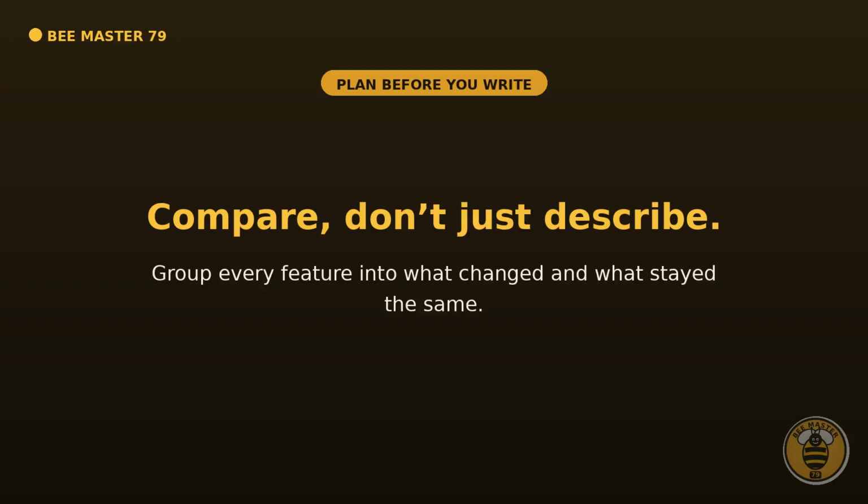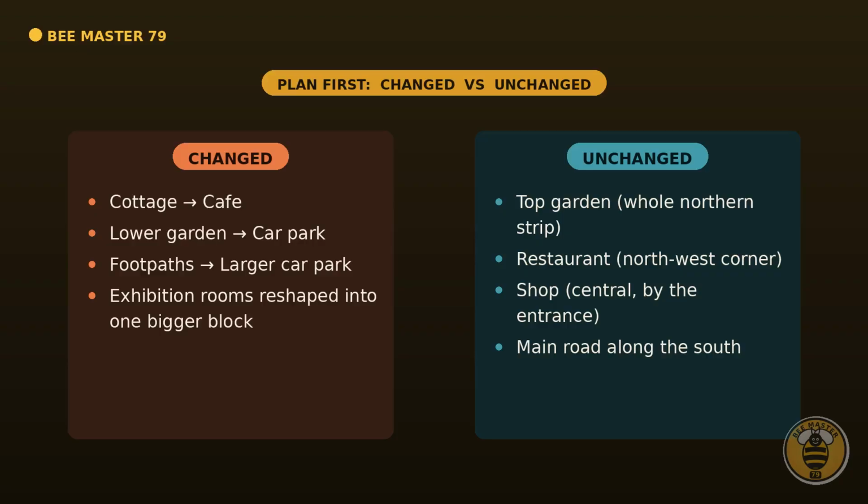Before writing, we plan. For a map task, the golden rule is simple. Compare the two time periods feature by feature and group your ideas into what changed and what stayed the same. On the changed side, the cottage became a cafe, the lower garden became a car park, a second, larger car park replaced the footpaths, and the exhibition rooms were reshaped into one bigger block. On the unchanged side, the top garden, the restaurant, the shop, and the entrance all stayed in place.